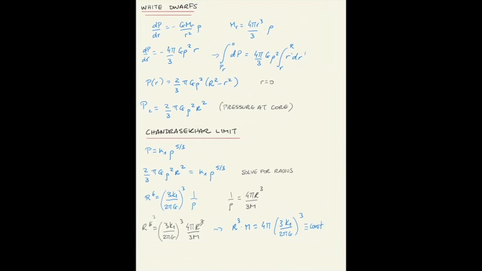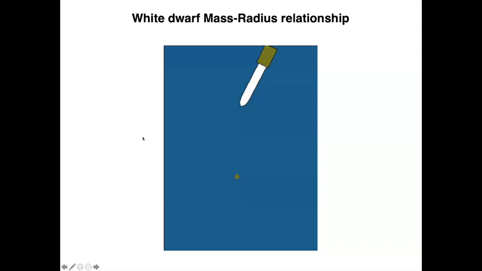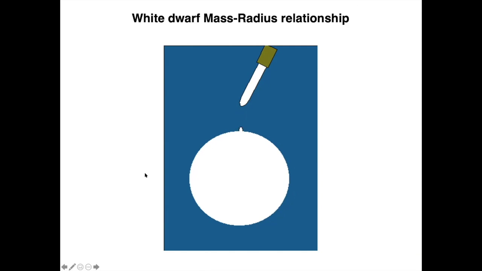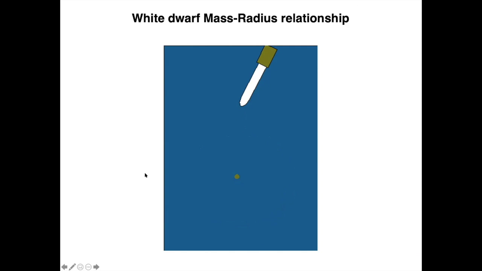Since the cube of the radius is proportional to the volume, you find the mass-volume relationship for the white dwarf. The mass times the volume is constant. So that proves the mass-radius relationship that I showed before in the beginning of the video. As a white dwarf gains mass, it must shrink. More massive white dwarfs are smaller.